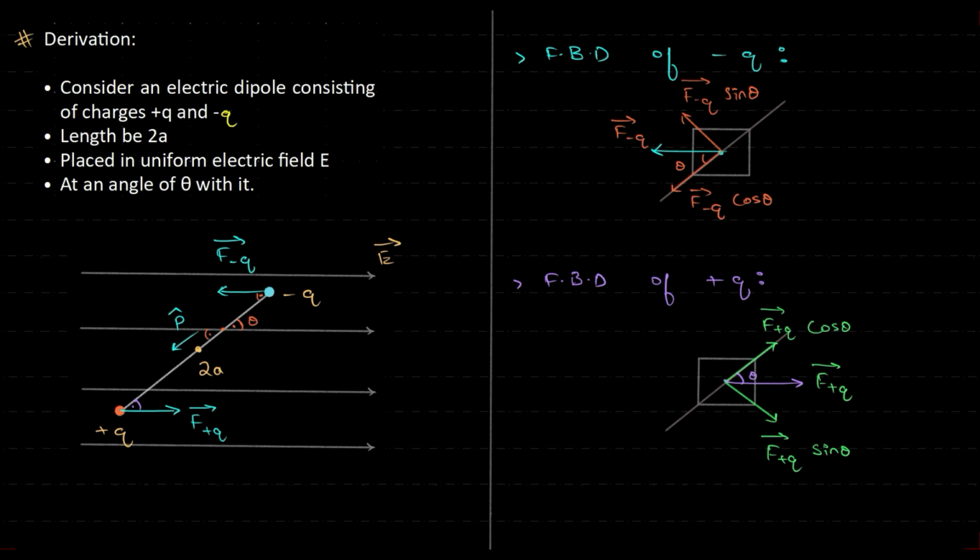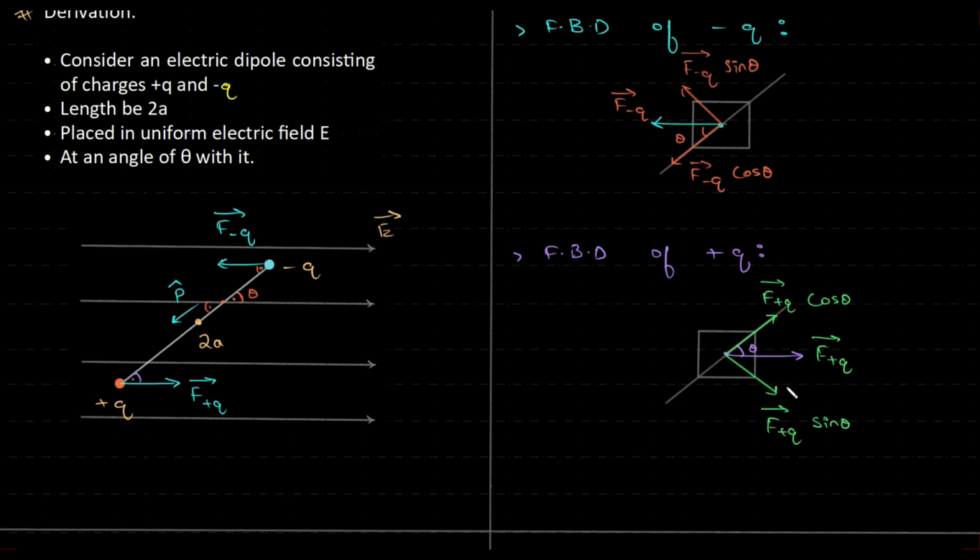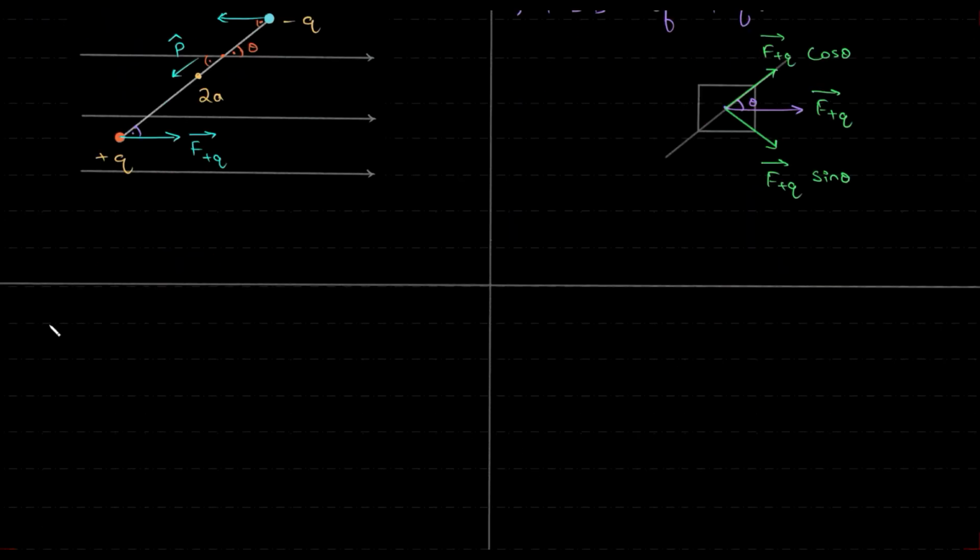Okay. So what's going to happen? Well, if you think about it, F minus Q cos theta, so the cos theta components are opposite, so they will cancel each other out. While your sine theta components are also opposite, but they're not acting on the same line, while your cos theta components are acting on the same line. Agree? So let me conclude over here.